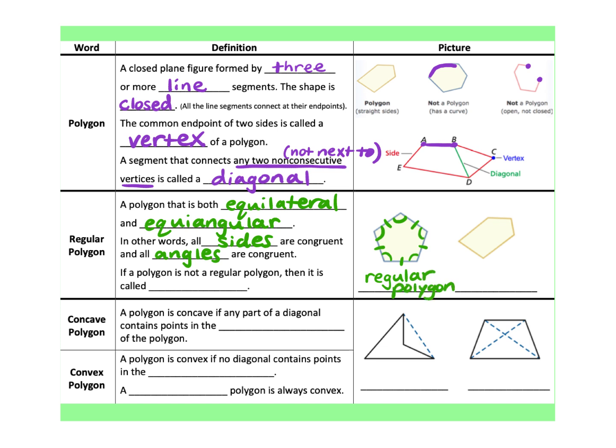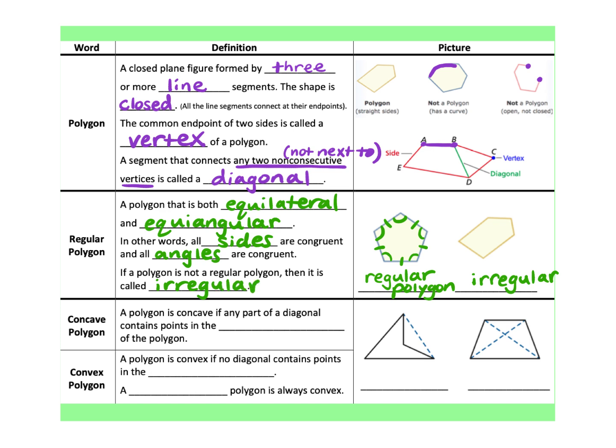The one next to it is still a polygon. It's still 5 sides, so it's still a pentagon. But it's irregular because all the sides are not congruent and all the angles are not congruent. So if a shape is not a regular polygon, we call it an irregular polygon.